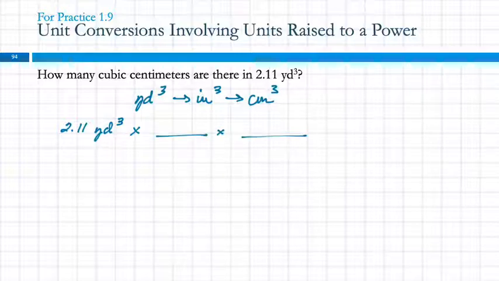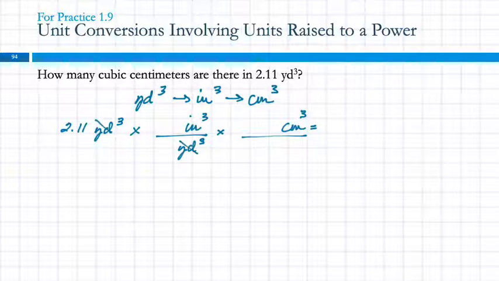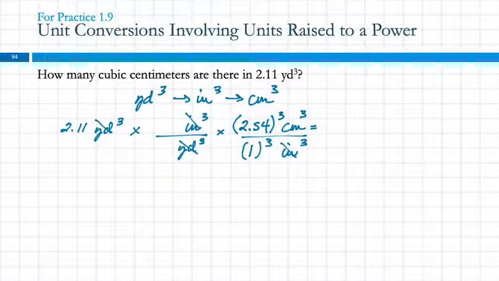2.11 cubic yards, 2 fractions, because I have 2 arrows. So my next unit was cubic inches, and then I had cubic centimeters. Just following my path. Then I'm going to fill in the denominator so they cancel out. So cubic yards cancels. Cubic inches cancels. Now I'm going to put numbers in. What's the relationship between inches and centimeters? 1 inch equals 2.54 centimeters. But the units are cubed, so the numbers have to be cubed also.